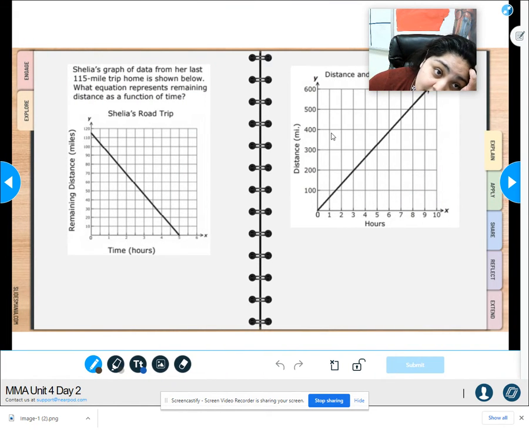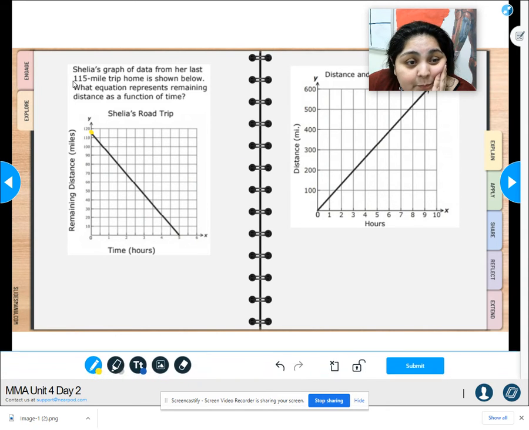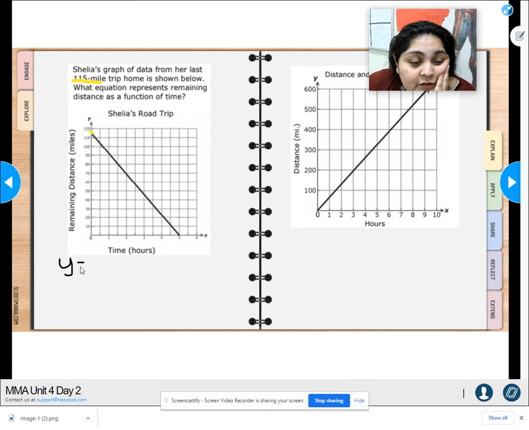Okay, Sheila's graph of data, Missy is not reading it right. Sheila's graph of data from her last 115-mile trip home is shown below. What equation best represents the remaining distance as a function of time? Okay, let's look for her y-intercept, which we can look at the graph and read the problem. She started at 115. So we can put y equals 115.